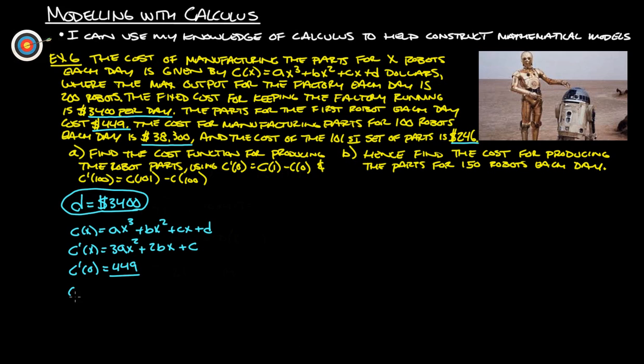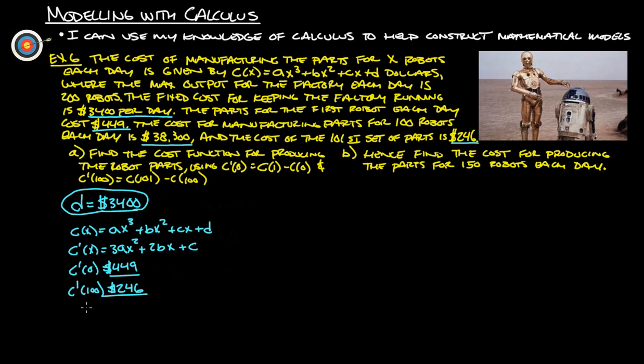And now also C prime at 100. That's going to be the cost of the 101st robot minus the cost of the 100th. They actually tell us right here the cost of the 101st set of parts is $246. So that is going to be $246 for the 101st robot.